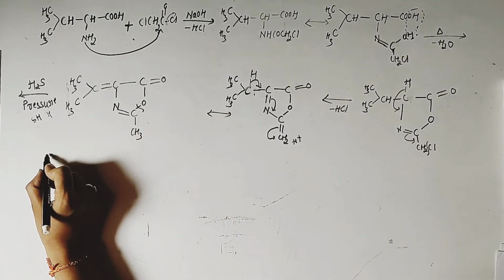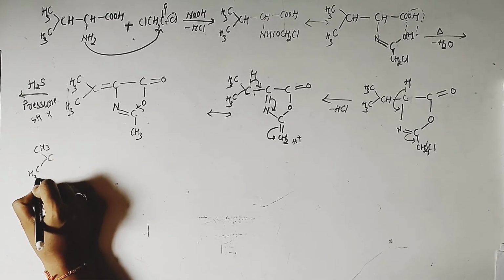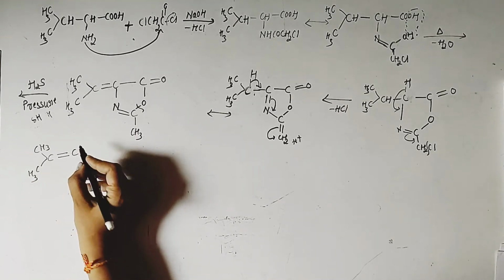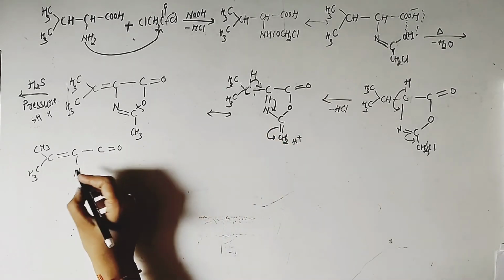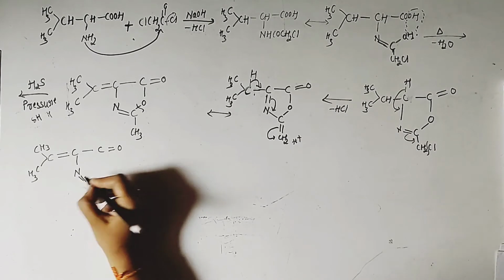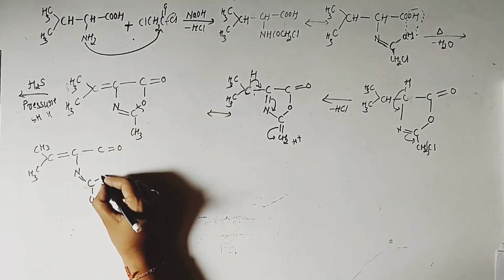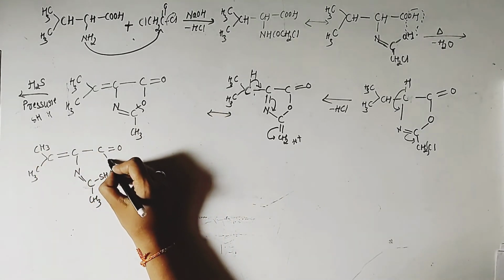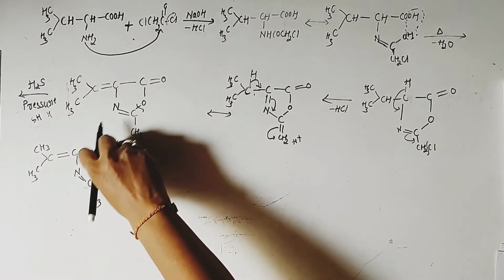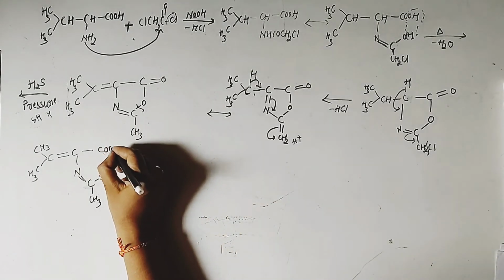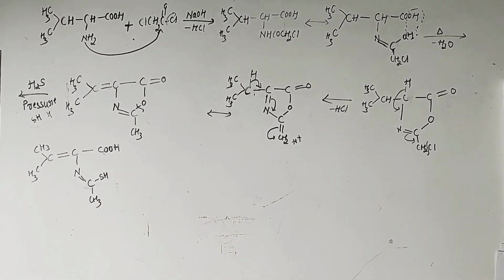Now we will get one more intermediate, that is CH3, and here a carbon to carbon double bond, this is N, and on this side no changes. So here we will get a double bond, CH3, and here we have introduced SH, the thiol group, and this becomes OH. Or else we can also write it directly as a carboxylic group, COOH, as the hydrogen attacks this oxygen. So this is one more intermediate.